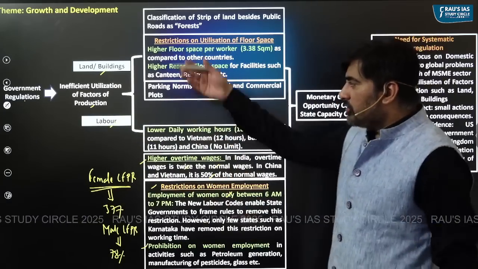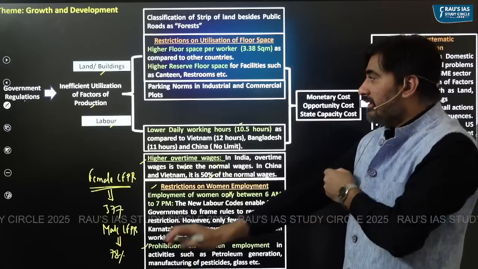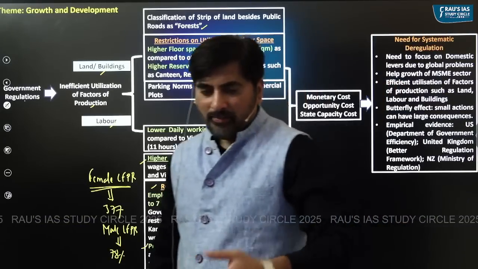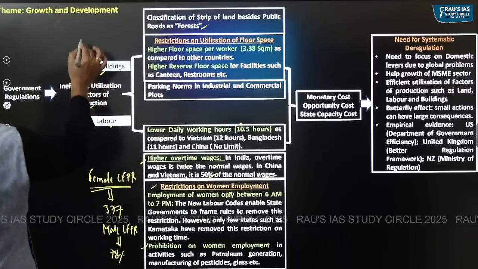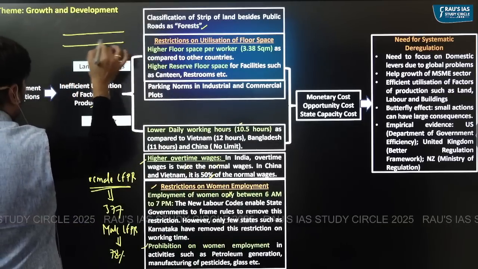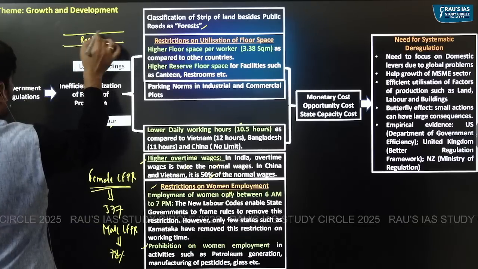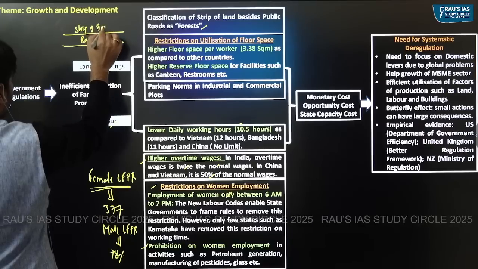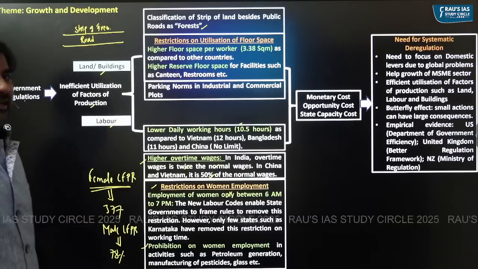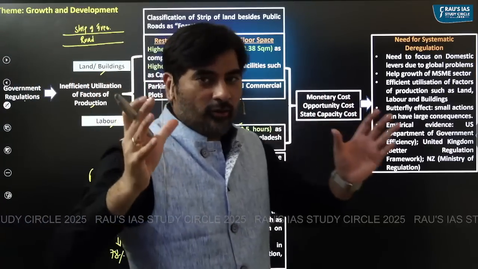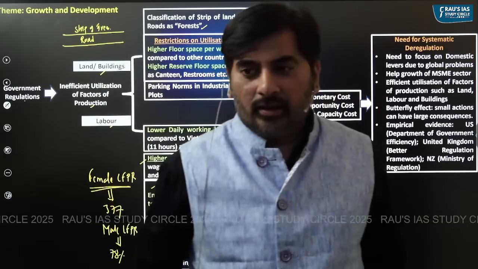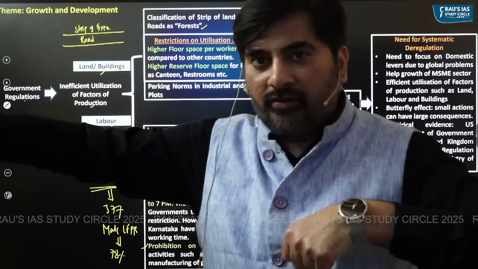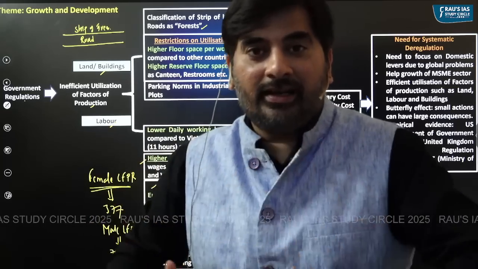As far as utilization of land and buildings is concerned, this is a very interesting example given by the Economic Survey. Let's say this is a public road, and along this public road, there is a small strip of trees or a forest, which is very thinly spread out. It's not a very dense forest. What most of the states have done is that the small strip of trees along the roads, they have declared it as a forest.